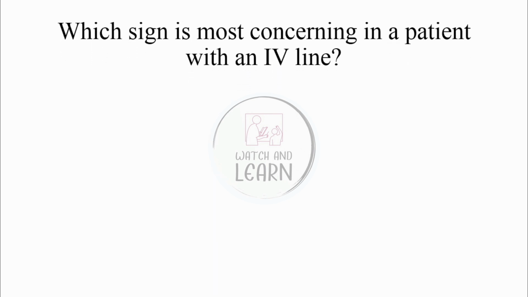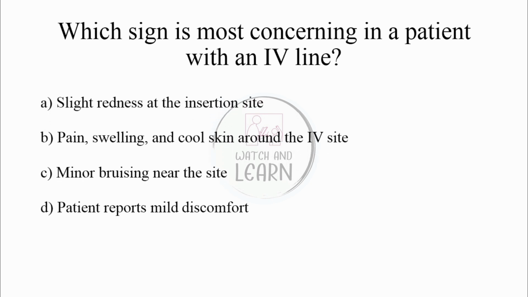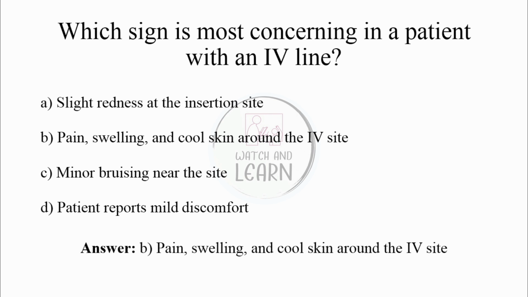Which sign is most concerning in a patient with an IV line? Options are option A, slight redness at the insertion site. Option B, pain, swelling, and cold skin around the IV site. Option C, minor bruising near the site. Option D, patient reports mild discomfort. The right answer is answer B, pain, swelling, and cold skin around the IV site.